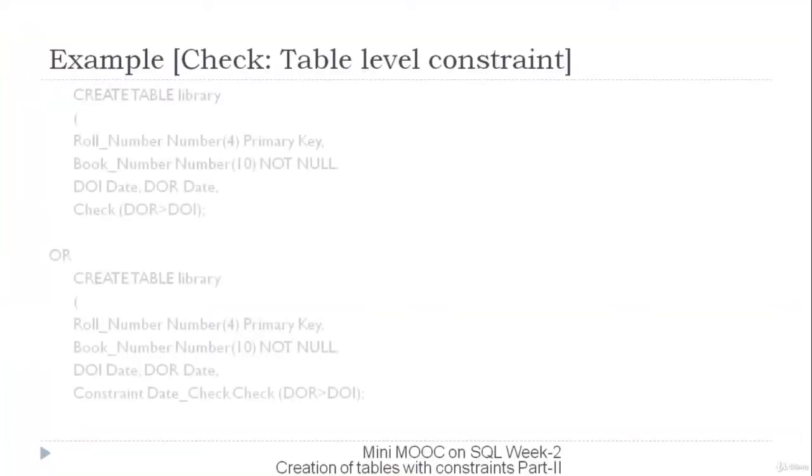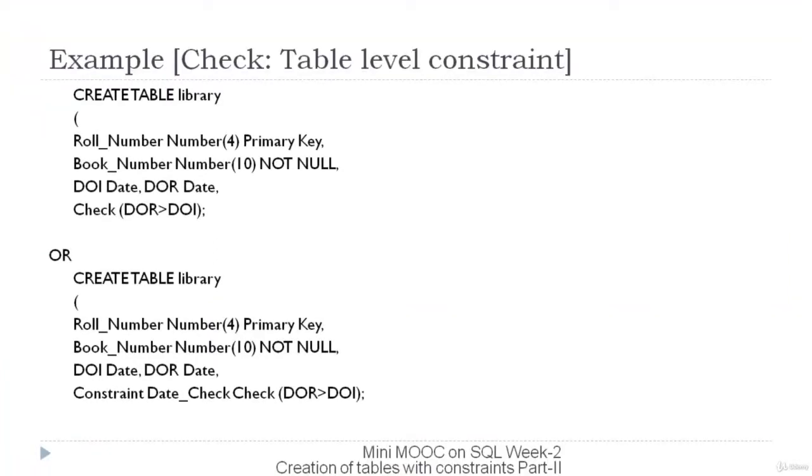In case of library database, we have roll number, book number, date of issue and date of return as its column. In this case, we wish that date of return should be more than date of issue. For this, we can apply table level constraint by specifying this condition after specifying all the columns. Let us execute this statement to check its result.